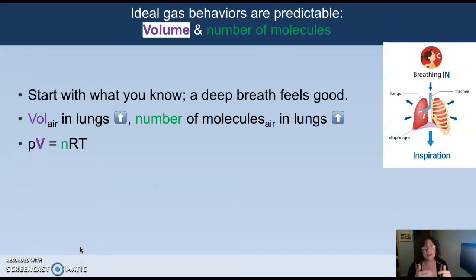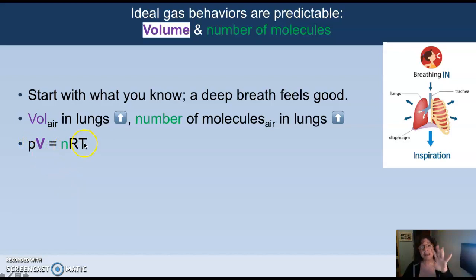Let's go with another relationship between volume and number of molecules. This is an easy one, just based on breathing in and out. And start with what you know. You know that a deep breath feels really good and gets a lot more oxygen into your body. So you have taken in a volume of air, and you've also taken in more molecules of air, which is completely intuitive, and it makes sense with our equation. As volume went up, the number of molecules went up as well.